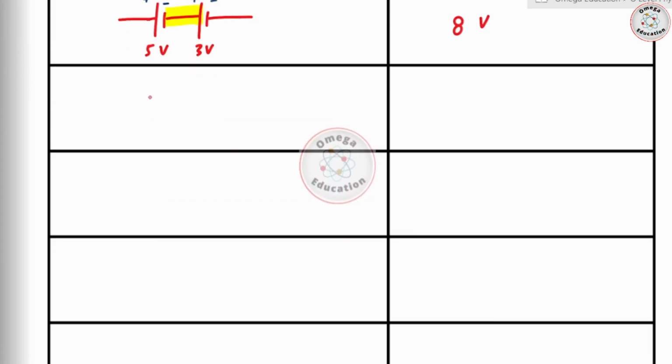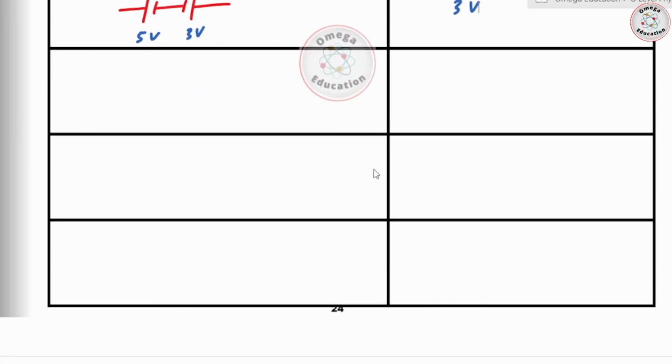Now, what if we have another situation that is something like this? So what we have here is 5 volts here and 3 volts here, but the problem is this time orientation is different. Positive, then negative first and then positive. So like terminals are connected in front of each other. In that case, you have to subtract the EMF. So in this one, it'll be like 5 volts minus 3 volts, it would be 2 volts in this case.